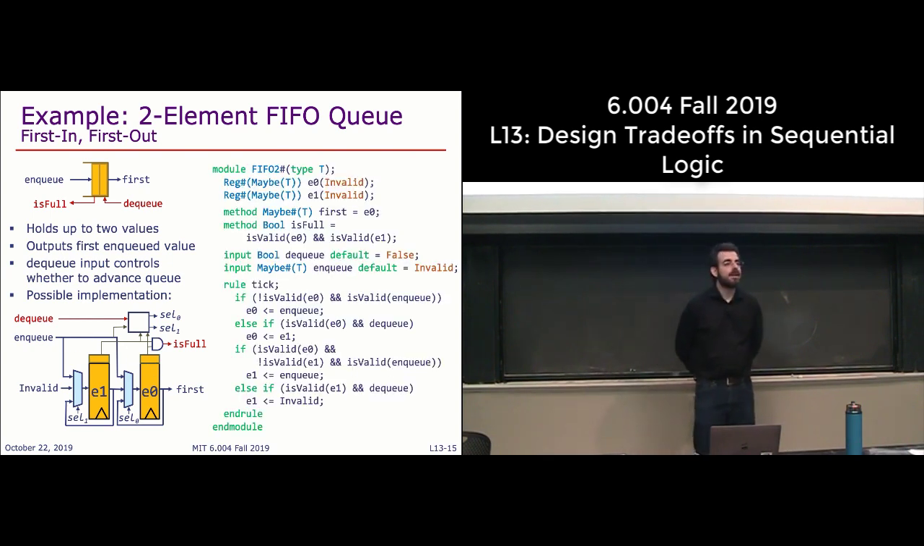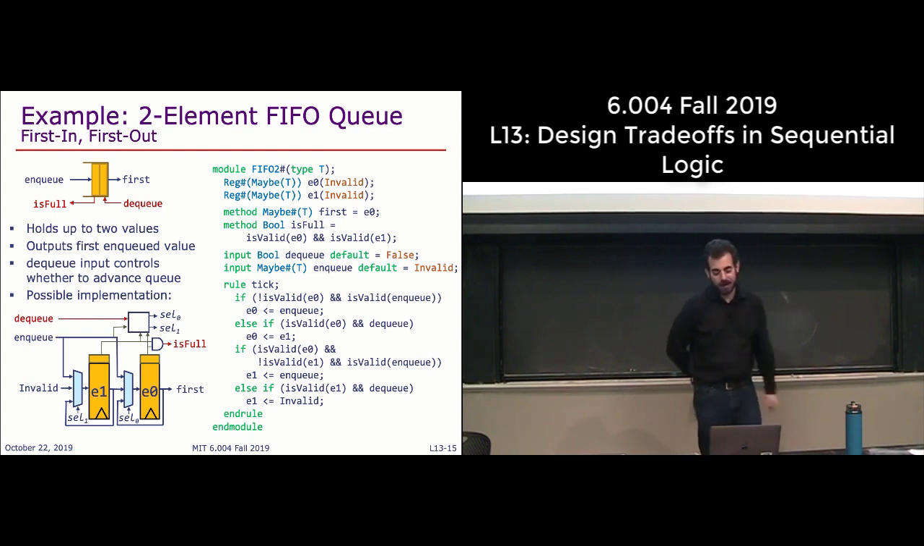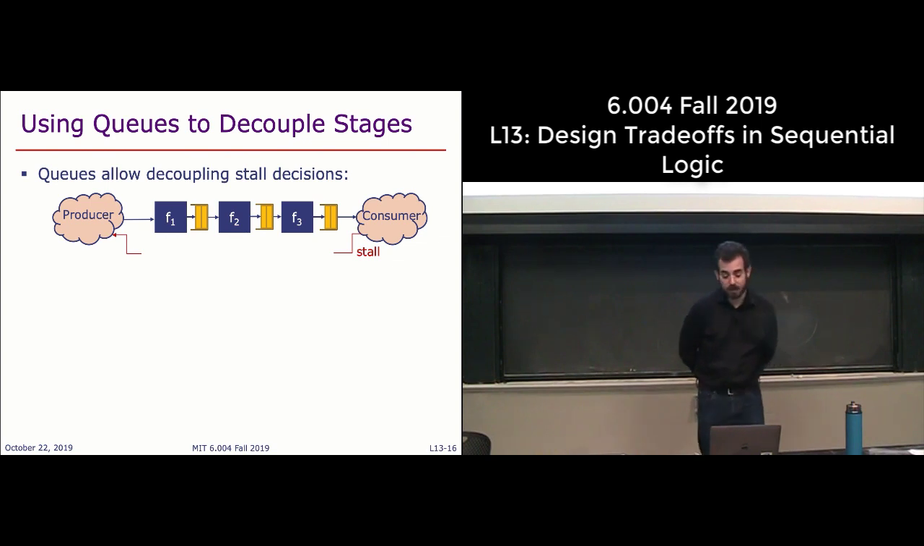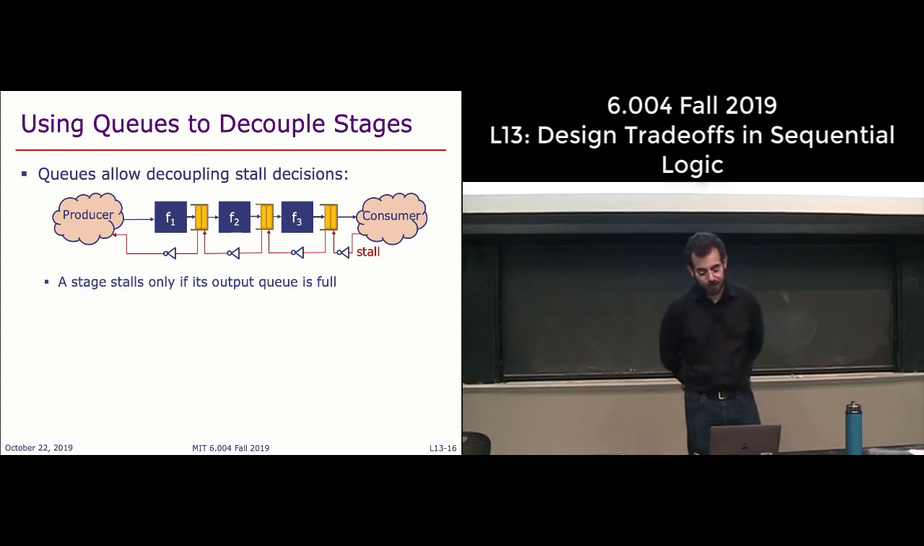Now, here's the code for it. We're not going to go through it. In the recitation, there's a problem that asks you how to implement an n-stage or n-element FIFO with actually simpler code, or at least more systematic code than this one. Okay, so if you do this, now we can have the stall logic drawn up like this.